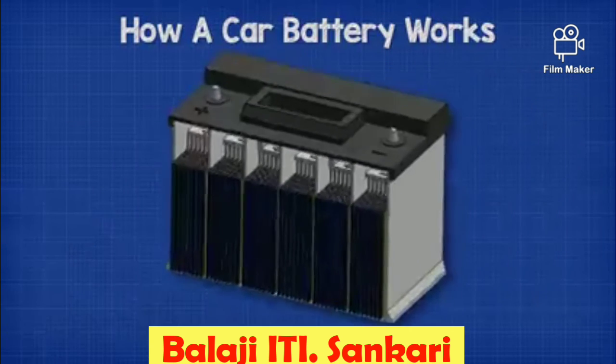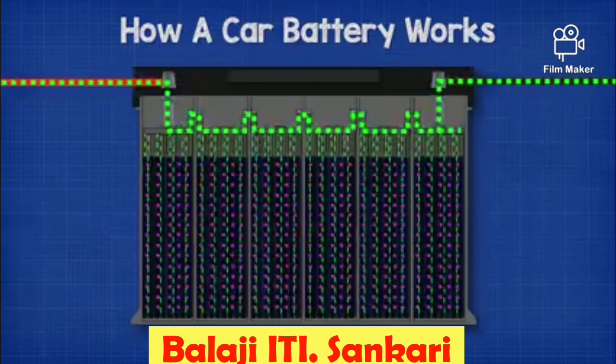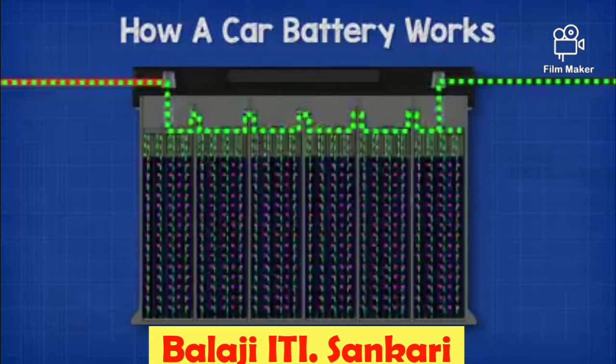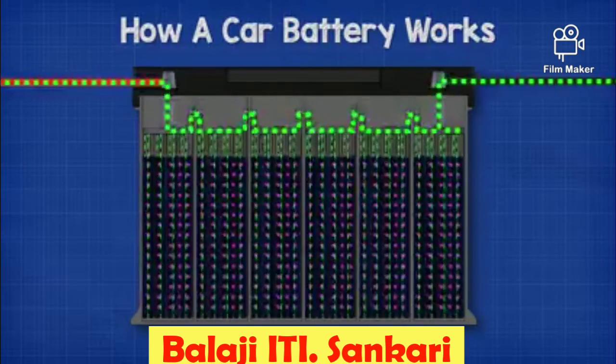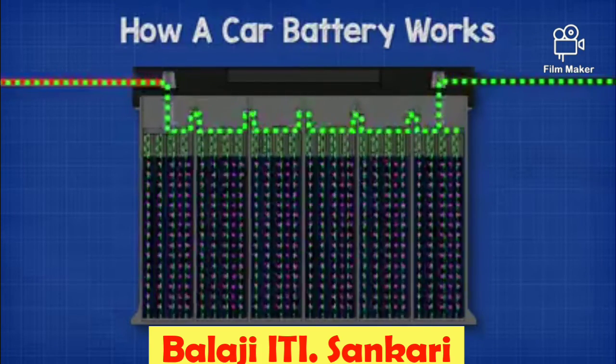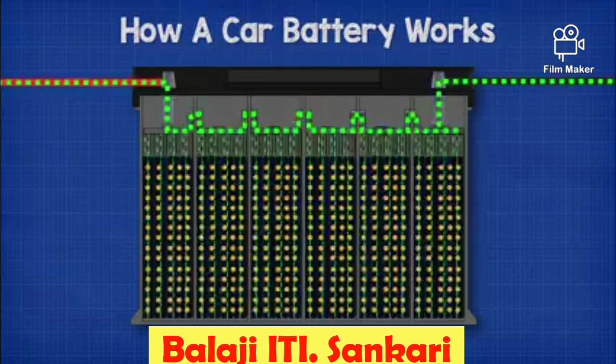So, when we look at the battery, this chemical reaction is occurring between every plate in every cell to provide the hundreds of amps of current to start the motor and also provide the voltage to power the lights, etc. This is then recharged by the alternator.